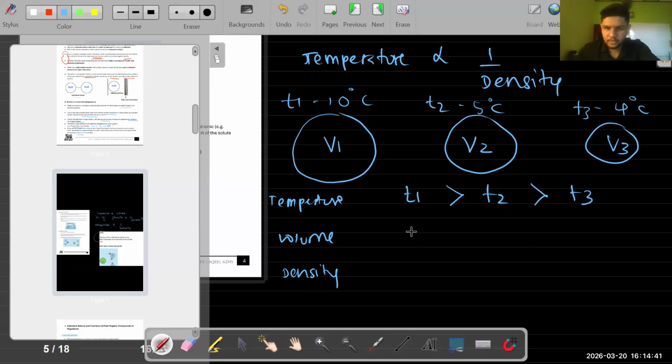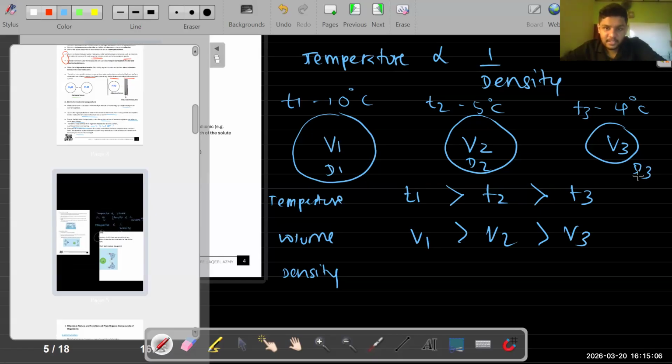Very good. V1, V2, V3. Now the density sequence. Density, I'll give the term D1, D2, D3. Give me the density sequence, the descending sequence. Check well. I want the descending.